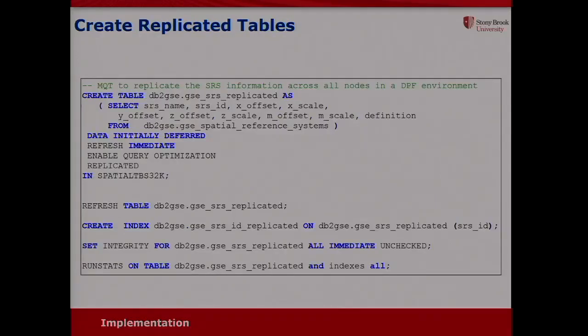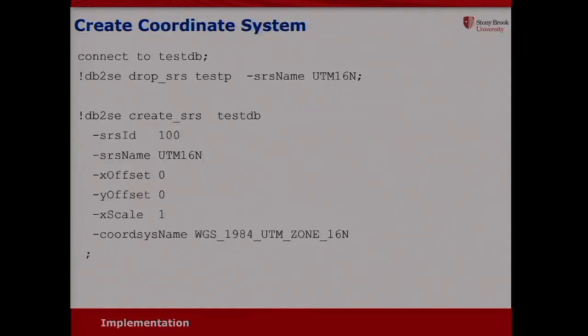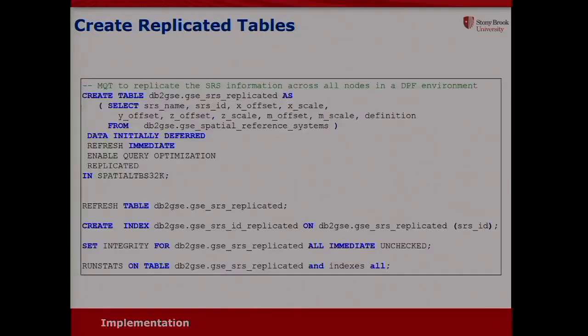Basically, you can say we have three flavors of tables: distributed tables using multiple partitions, non-partitioned tables running on a single partition, and then replicated tables that are copied across all the partitions.